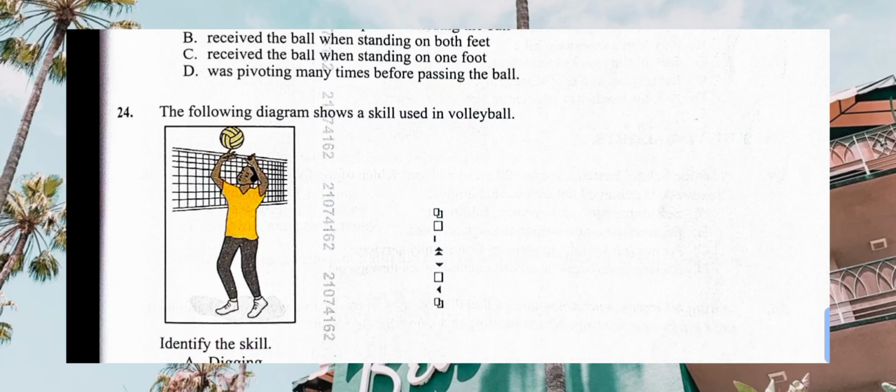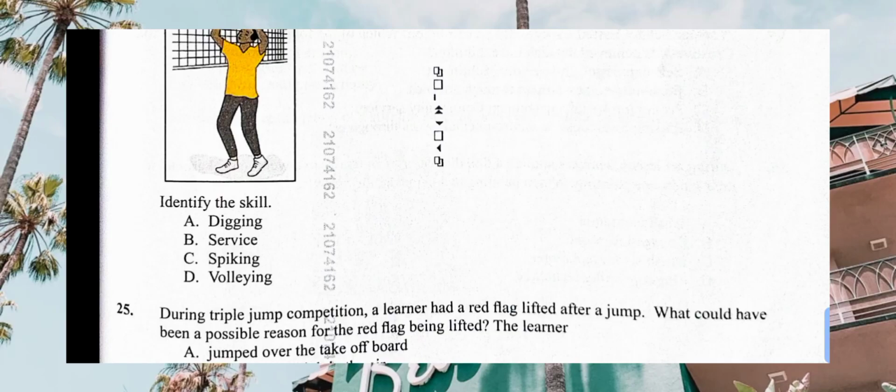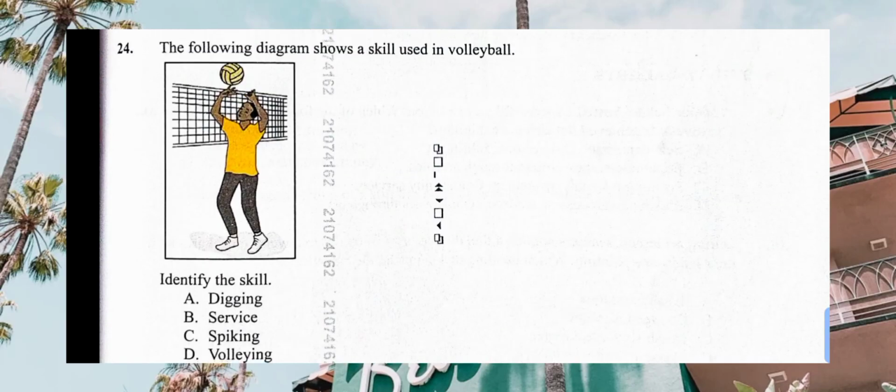Then the following diagram shows a skill used in volleyball. Identify the skill: digging, serving, spiking, and volleying. This skill is known as volleying.